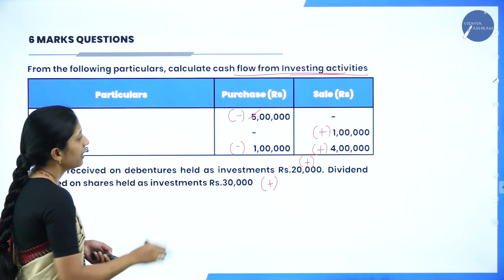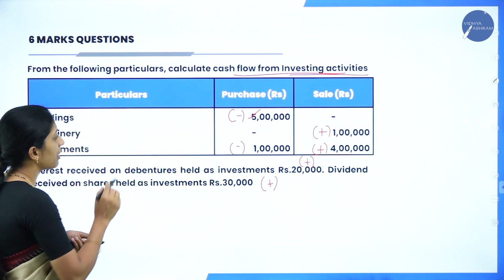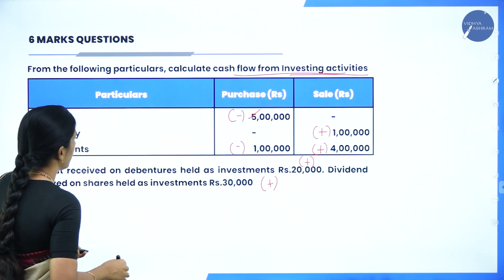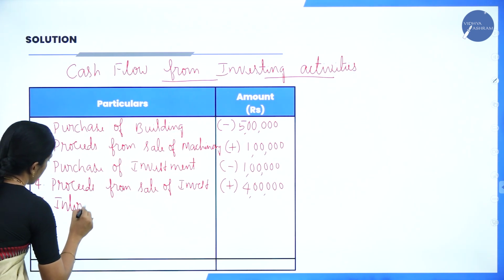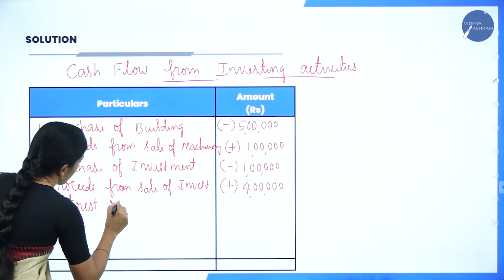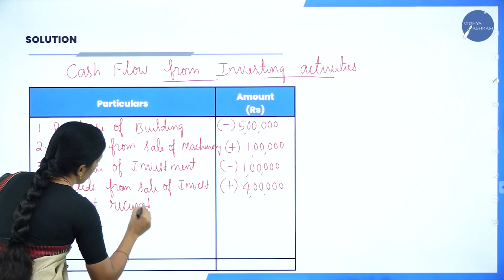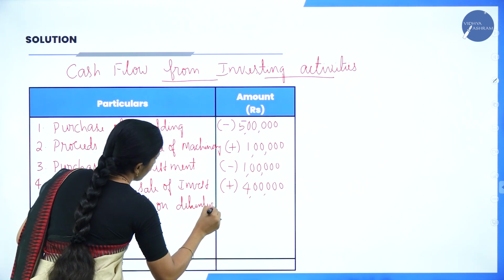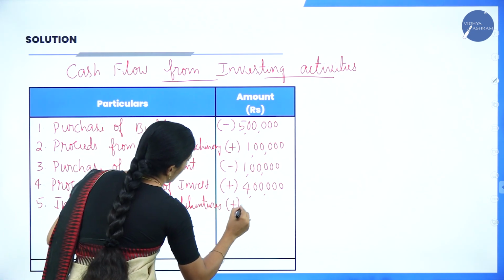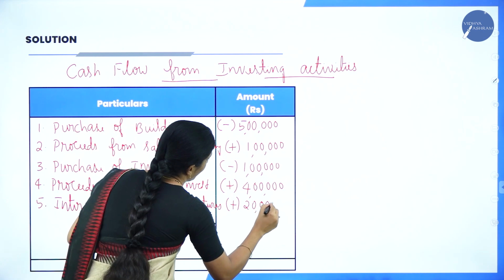Then we have interest received on debentures, plus 20,000.